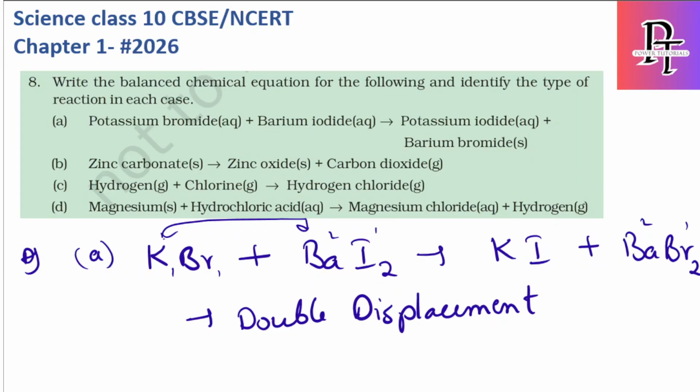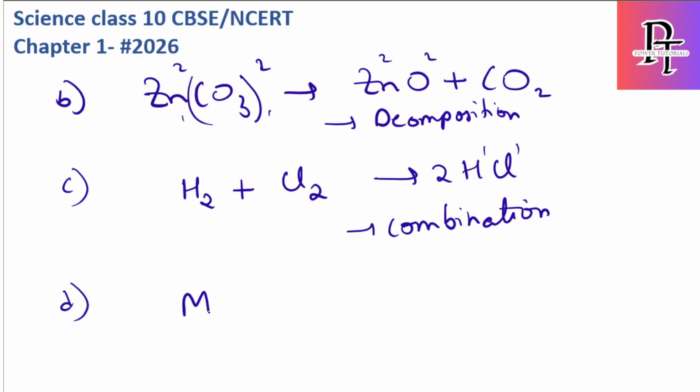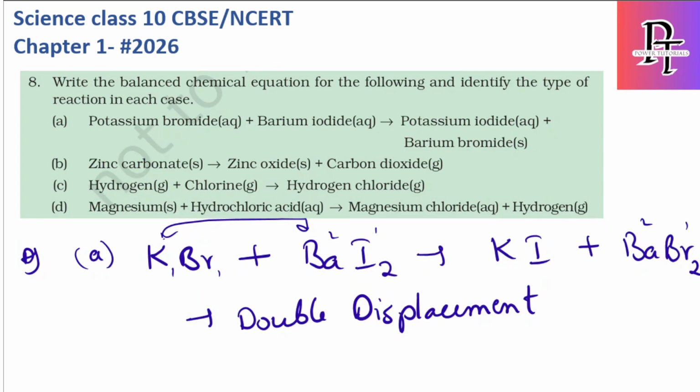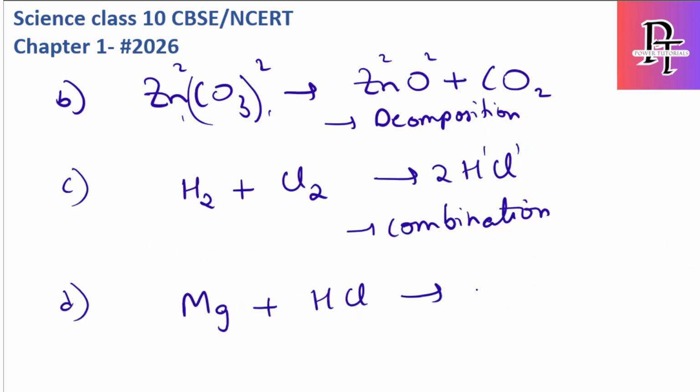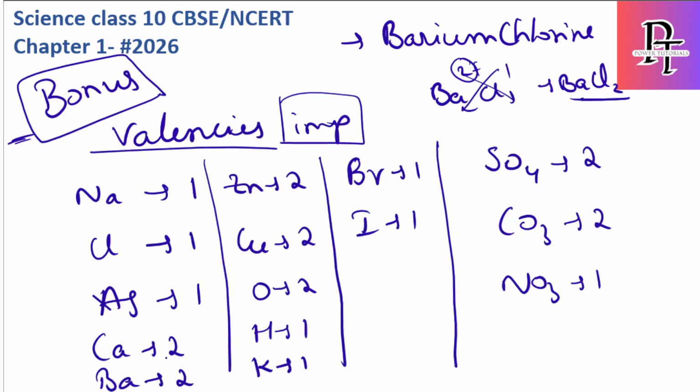Magnesium plus hydrochloric acid. Magnesium is a metal, so it will be simple. Hydrochloric acid is HCl, gives rise to magnesium chloride and hydrogen. So what is magnesium's valence? Did I mention it here? Okay, magnesium is 2.